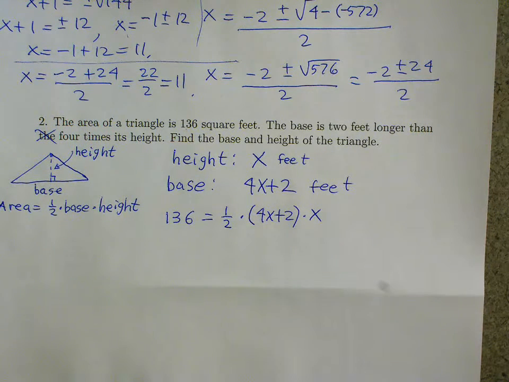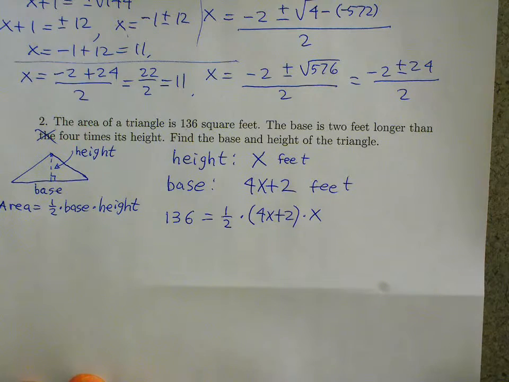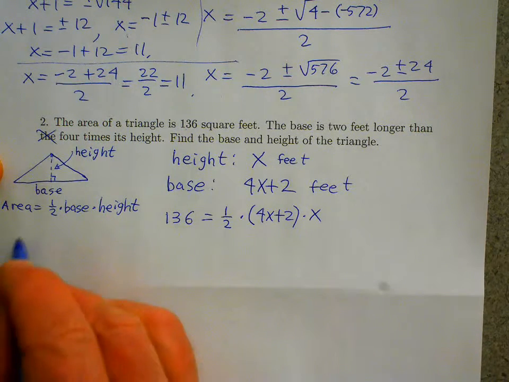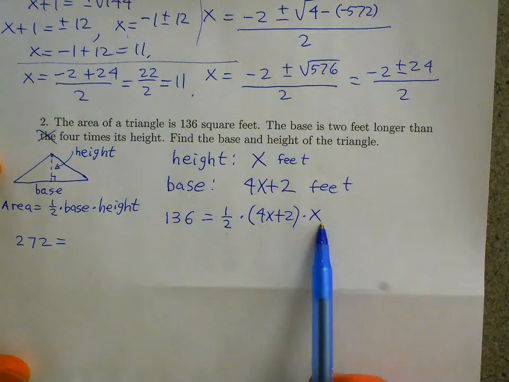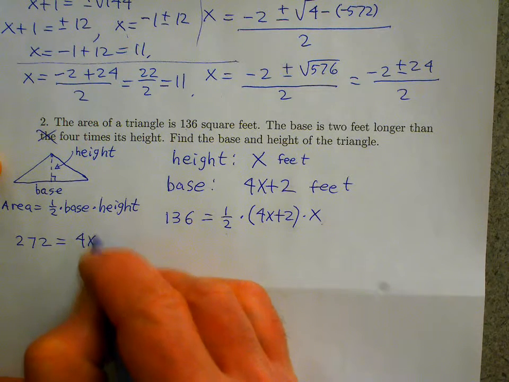This is a quadratic equation, so we can get it into standard form, and then we can use the quadratic formula to solve it, or we can solve it by completing the square. Hey, we have a couple of options here. One is to multiply both sides by 2, just to get rid of that fraction. So if we multiply every term on both sides by 2, we get 272, and then 2 times 1/2 is 1, and then we have equals 4x plus 2 times x. And we will go ahead and multiply 4x plus 2 times x to get 4x to the second plus 2x.